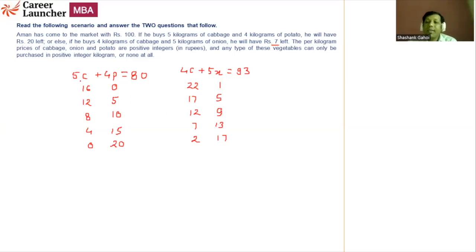In the linear equation, if you see both the linear equations, what is common? That is the value of C. What are the common solutions you are getting? That is 12. So we can say the price of cabbage is 12. The price of potato is 5. The price of onion is 9. Okay, so we have already figured out the actual prices per kg.